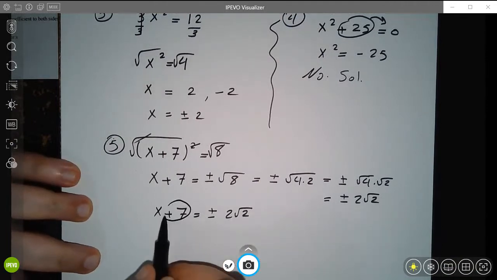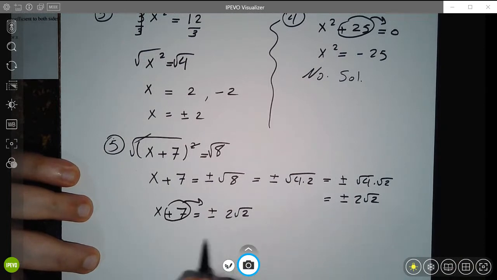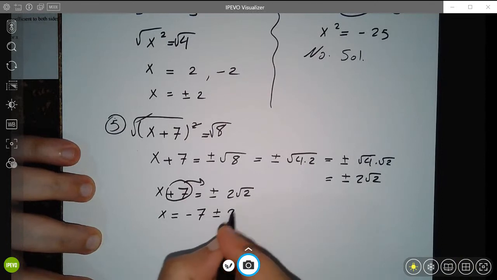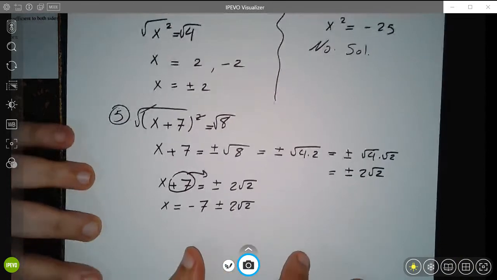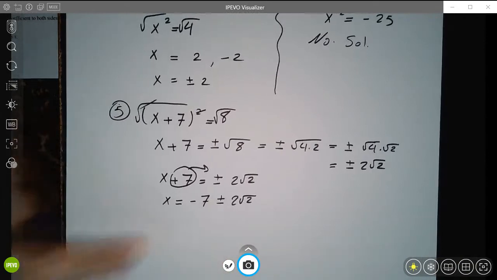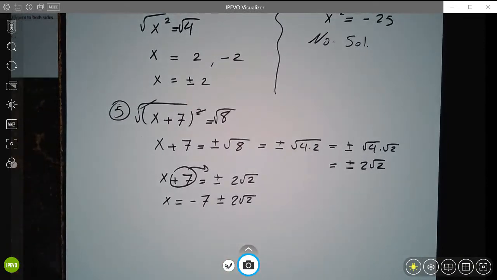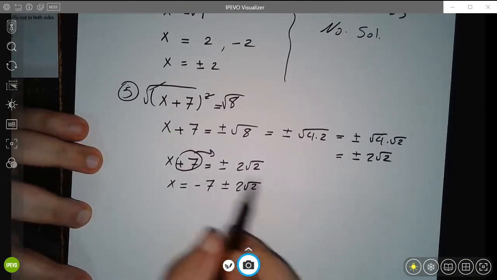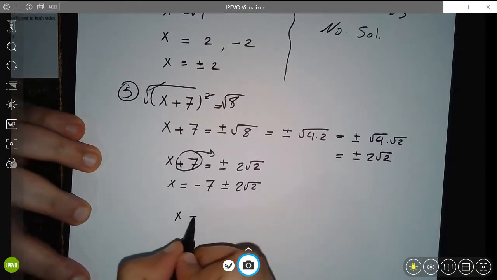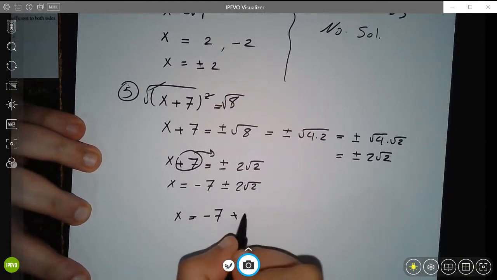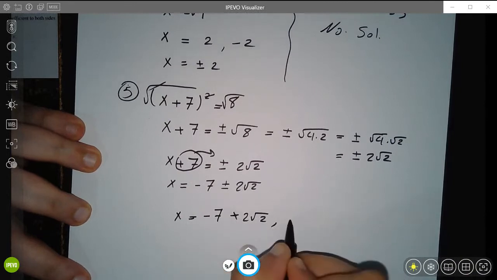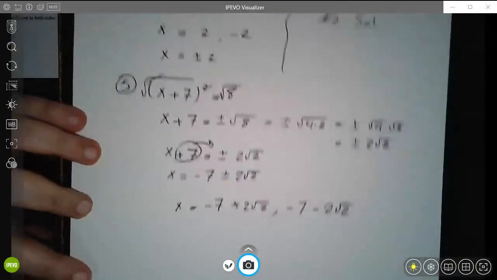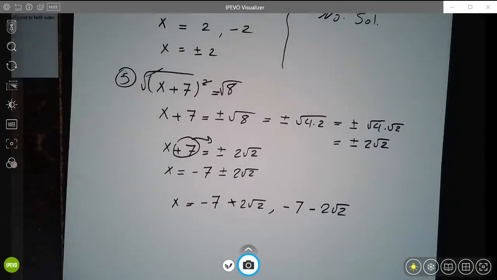Now, move the 7 to the opposite side, and it turns negative. So we have x equals negative 7 plus or minus 2 root of 2. So how many solutions is that? How many x values do we have? There's 2 here. It might look confusing because we have so many signs, but I'm basically saying x equals negative 7 plus 2 root of 2, or negative 7 minus 2 root of 2. Make sense? Okay.